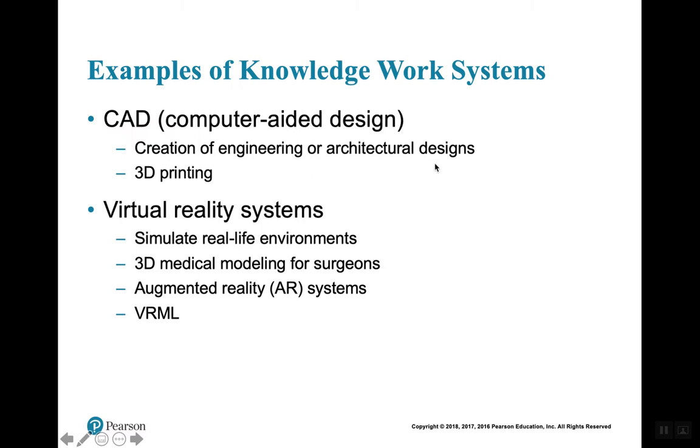Creating architectural designs or 3D printing. So one of the things we're seeing in emerging technology is the ability to create a design and then transform that design into a physical object through what they call a 3D printing process. It's really using different materials to be able to create, like a spray.